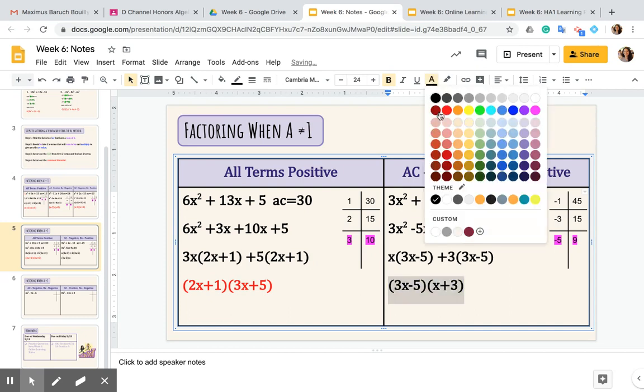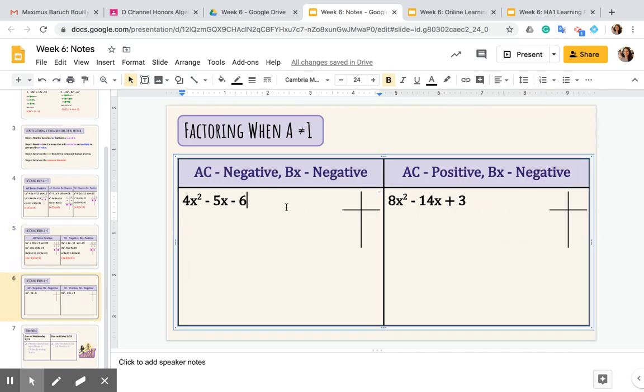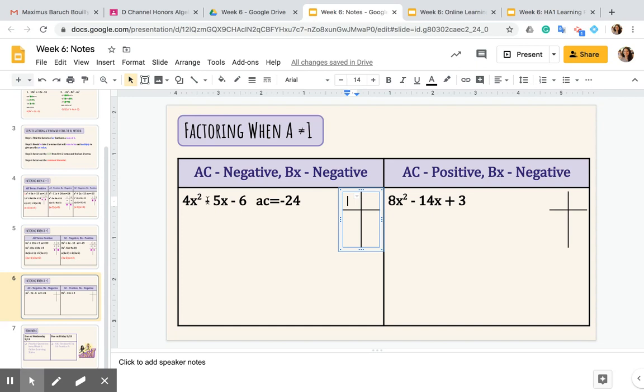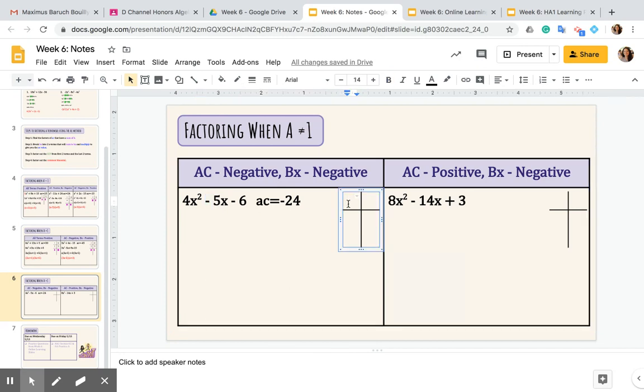Here's my final answer. I'm hoping that you guys are catching on at this point. Okay, AC value here, 4 times negative 6 is negative 24. And my B value is negative here. So when this is the case, I still want different signs for my factors because I need a negative product, but now I want the larger number to have the negative, okay?